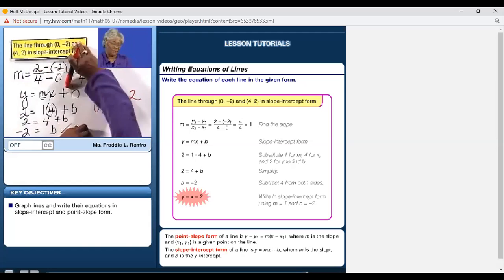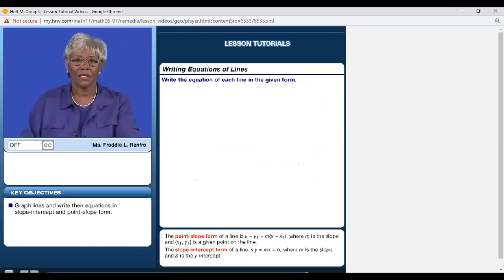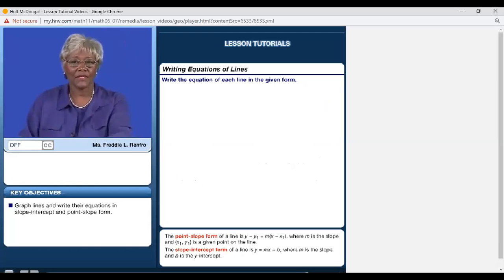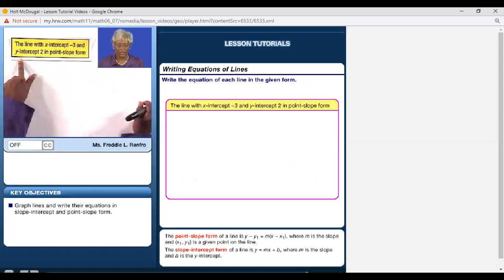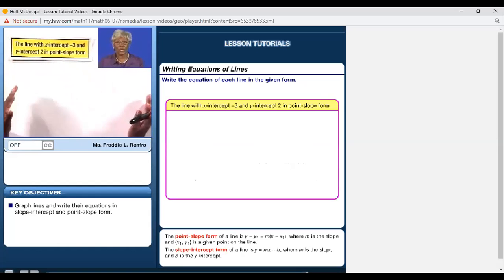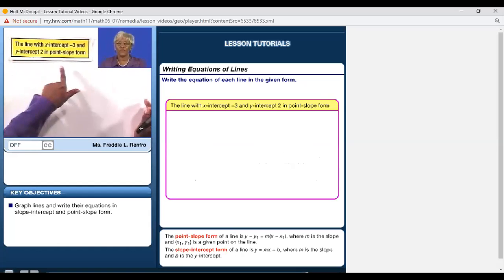Let's try another one. In this example, we have the x-intercept is -3 and the y-intercept of 2. And we're being asked to write the equation of the line in the point slope form.